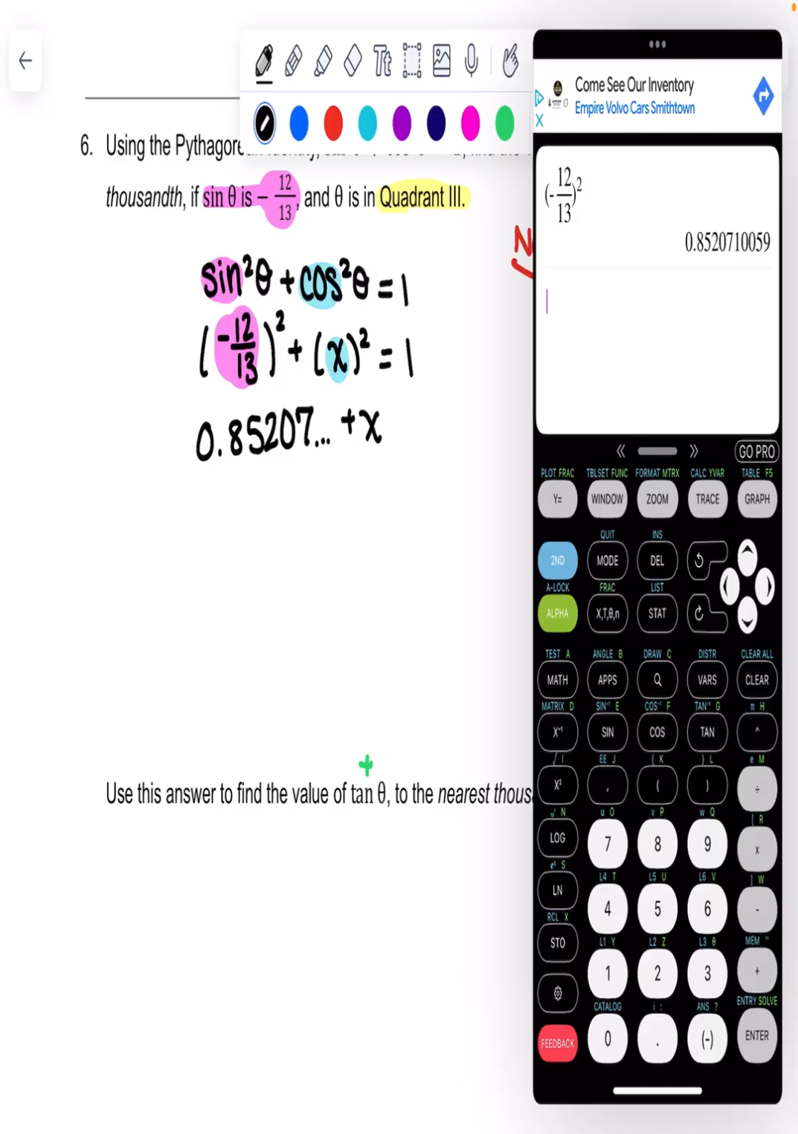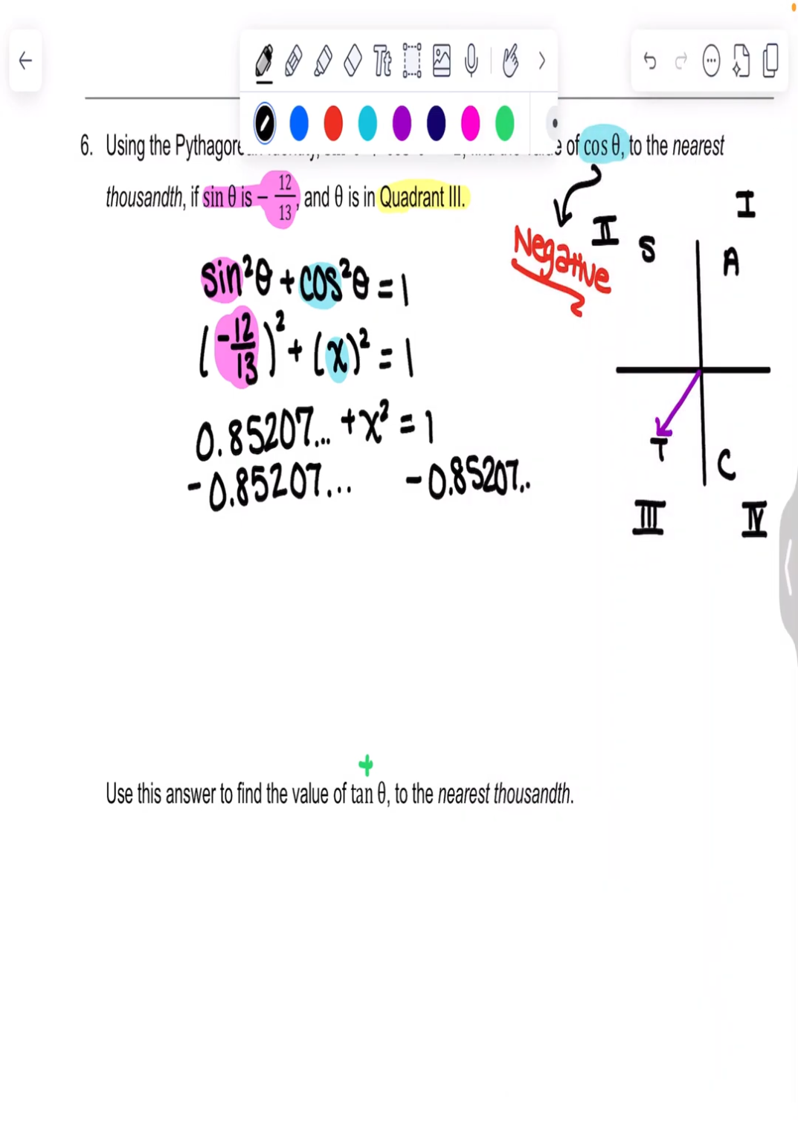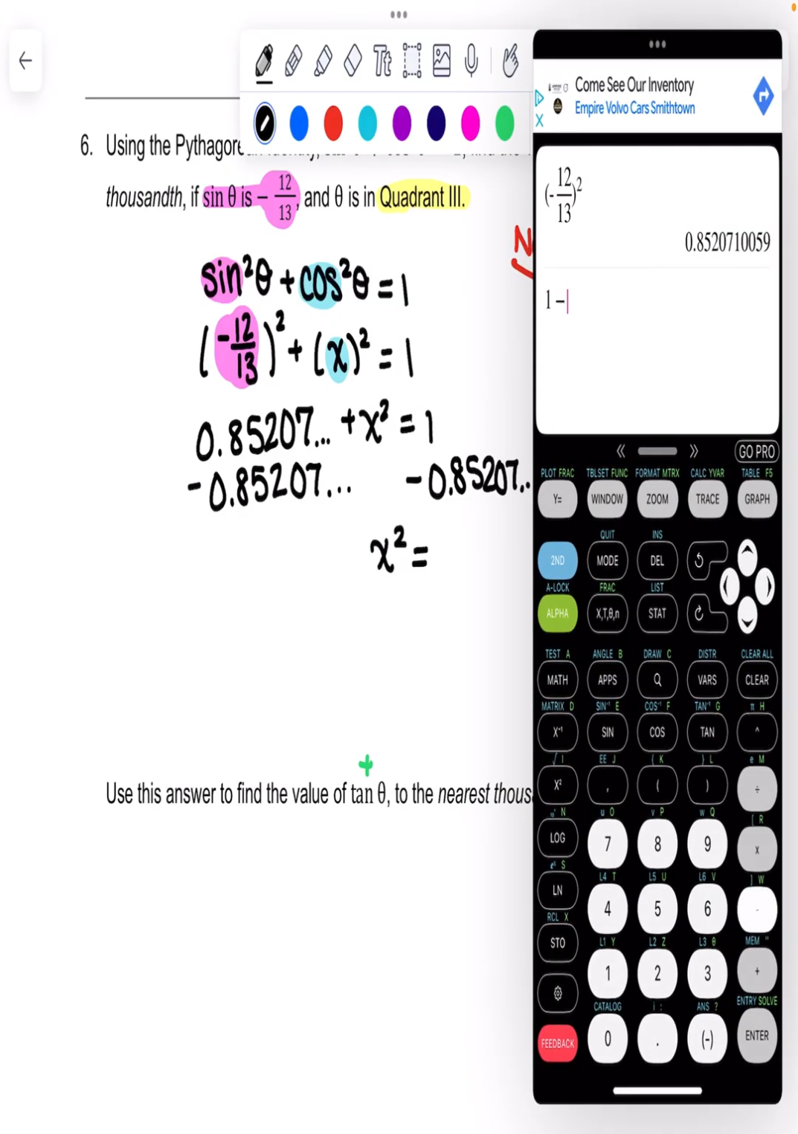Then we're going to subtract, but do not erase this value from your calculator, because we need to use that exact value, so we're not off with our rounding. You never want to round too early. So we're going to go 1 minus that value, and we get 0.14793.